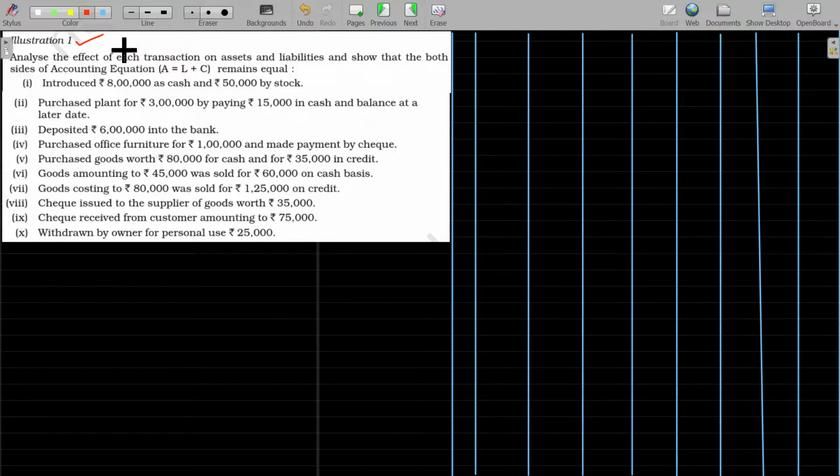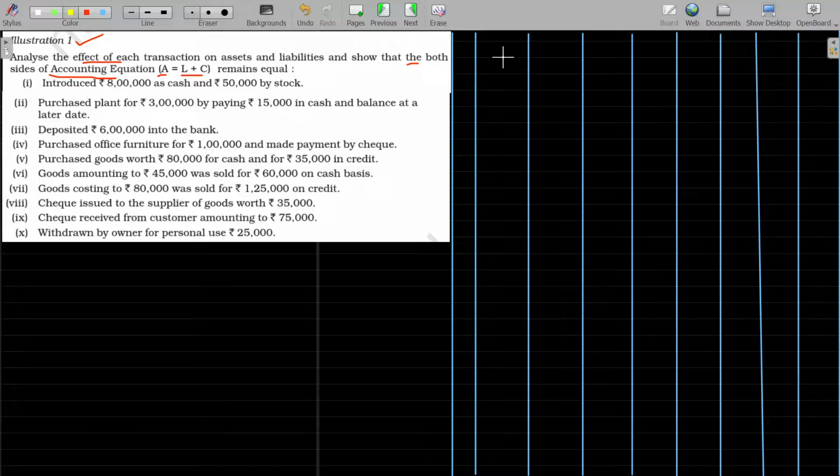Let's now start with illustration number 1. Analyze the effect of each transaction on assets and liabilities and show that both sides of the accounting equation, assets equal to liabilities plus capital, remain equal. Okay, assets is equal to liabilities plus capital, both are equal.